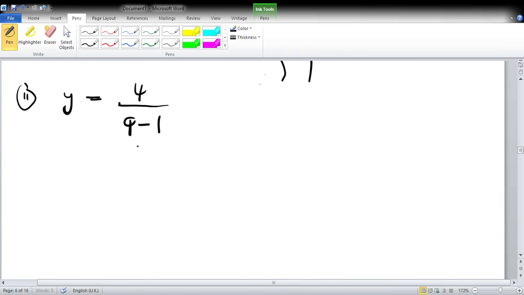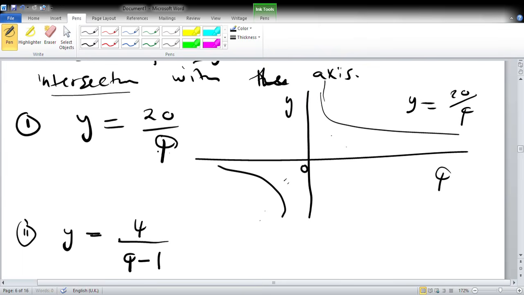q minus 1 tells you that you can come up with your what? Your asymptotes. Now, in the first part here, the denominator is just q. It means the vertical asymptote will be q equal to 0. This is why we have this line here, q equal to 0. When this graph is sketched, it is not going to touch or cross over this line.